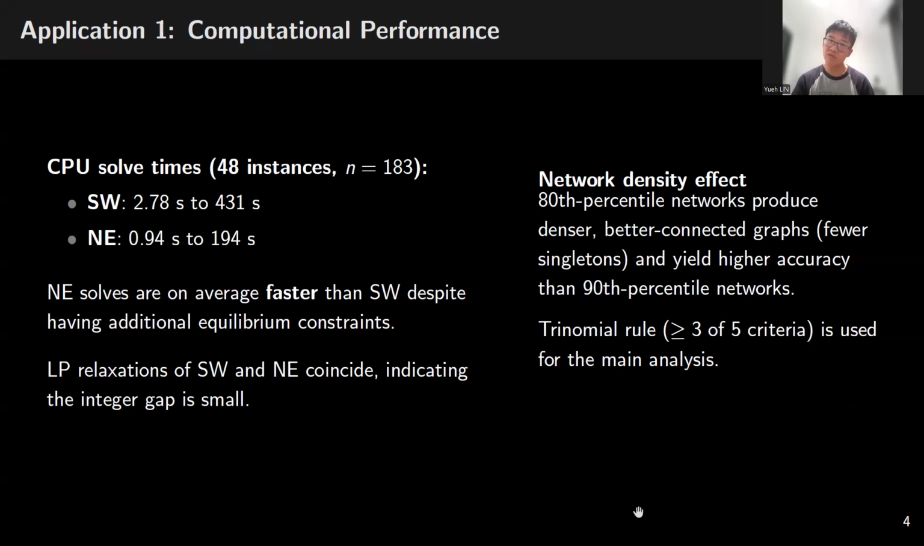And on the right-hand side, we also observe what we call a network density effect. In fact, the 80th percentile density is outperforming the 90th percentile network. It proves that better connected graphs, meaning that we got fewer singletons, fewer countries having no links to others, can have a better accuracy than a 90th percentile where you got more singletons. In the same way, the trinomial rule is also performing better.